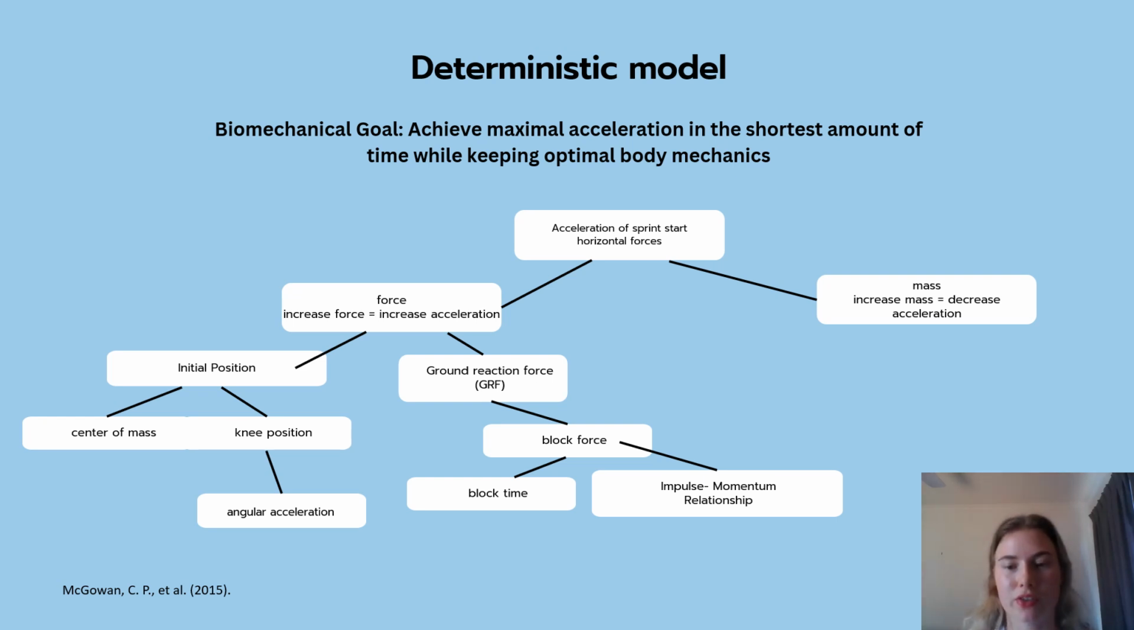And the athlete's center of mass is positioned forwards with a low torso to optimize the angle of force application, which then shows that going off initial position is the center of mass and knee positioning, where knee position is focusing on the angles. And then going from that is angular acceleration. Going back to force, that goes off to ground reaction force, which is when the athlete pushes against the blocks. The force exerted against the ground is crucial, which then goes on to block force and block time, and then the impulse-momentum relationship.